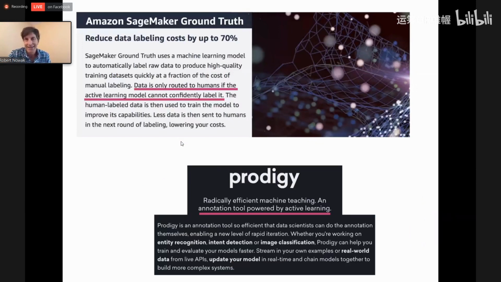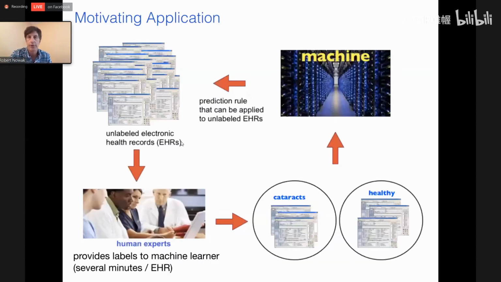Active learning has been around for decades in the machine learning research field, but recently it has risen to the level of commercial interest. These are a couple of examples. Amazon has a tool and service they call SageMaker Ground Truth, and they say that data is only routed to humans if the active learning model cannot confidently label it. Exactly what I was just saying in that last figure and slide. There's another service called Prodigy, which is an annotation tool powered by active learning. So people are really trying to develop systems for active learning that can operate at scale and in real commercial applications.